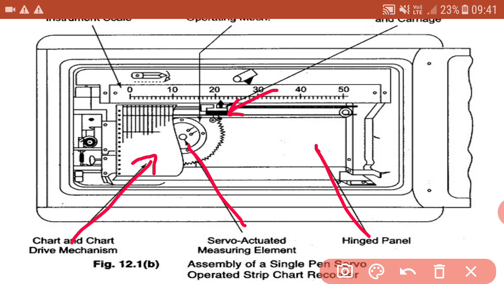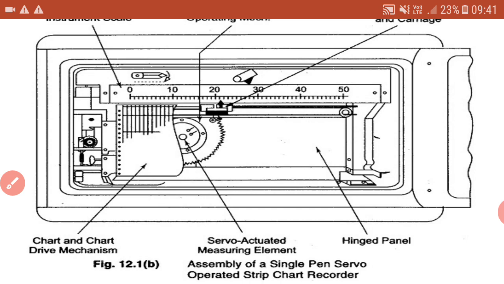Other things are also there. Here we can see the mechanism for driving the stylus and other parameters. So this is the assembly of the strip chart recorder.